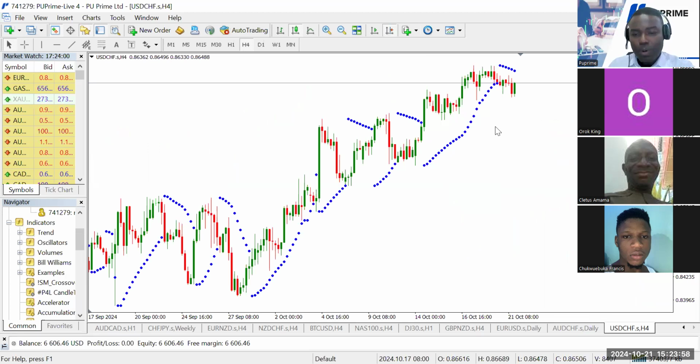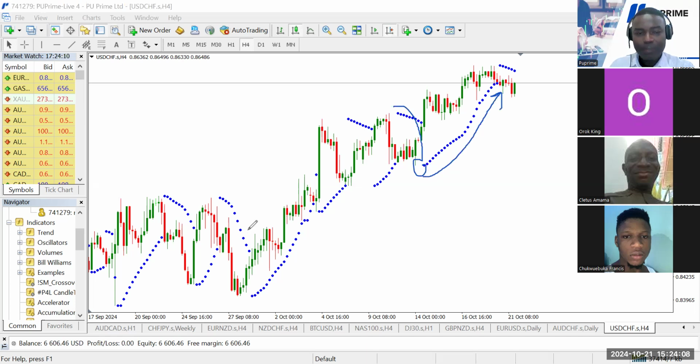So how does this indicator work? This is how it works. Anytime the dot crosses from above to below, it indicates price is ready to go in a bullish direction.